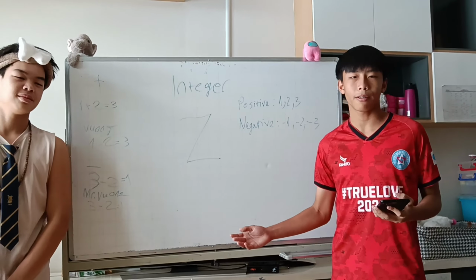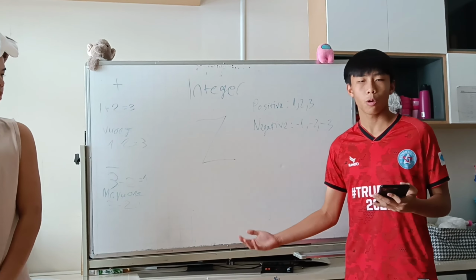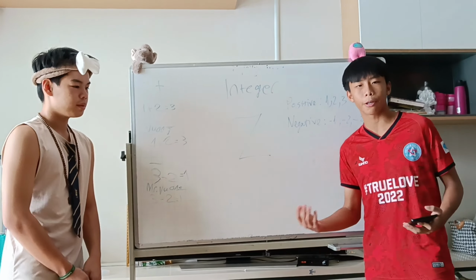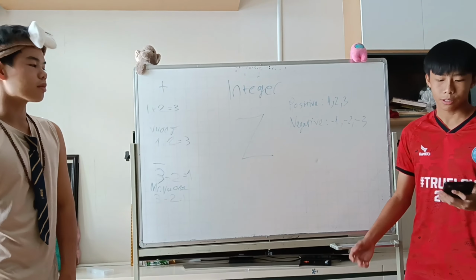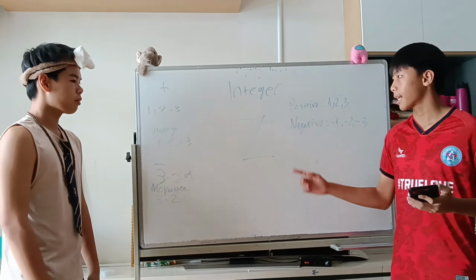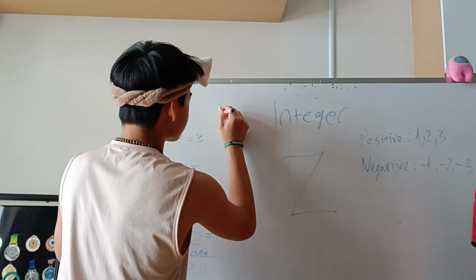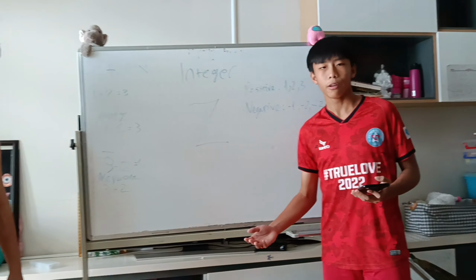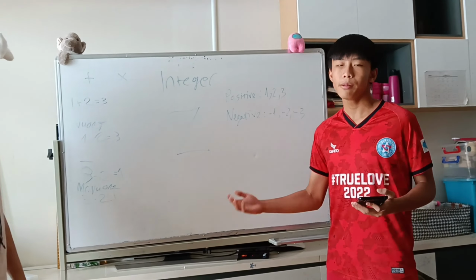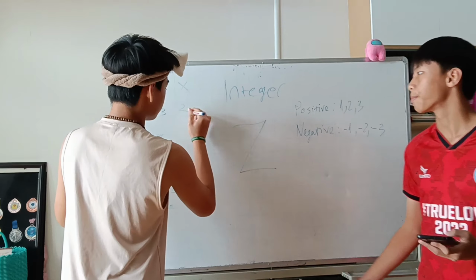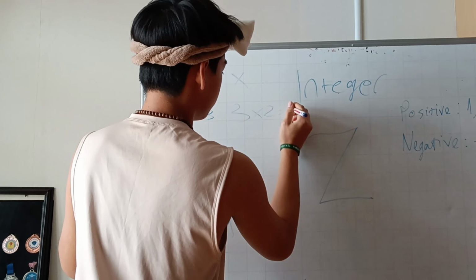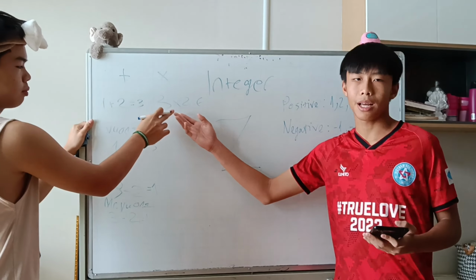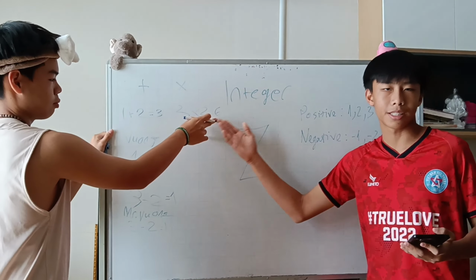Thirdly, we have multiplication. Multiplication is when we take two factors and multiply them together to form a product. We use the symbol x to show the process of multiplication. For example, 3 multiplied by 2 equals 6. As you can see, the number 3 is being multiplied by the number 2, which forms the number 6.